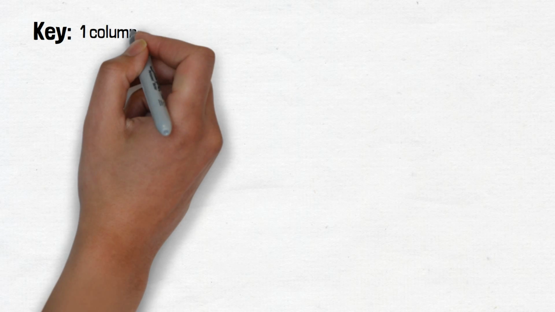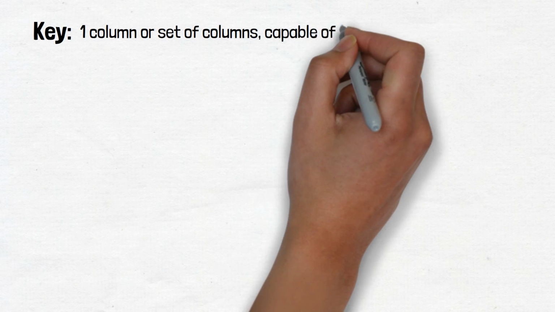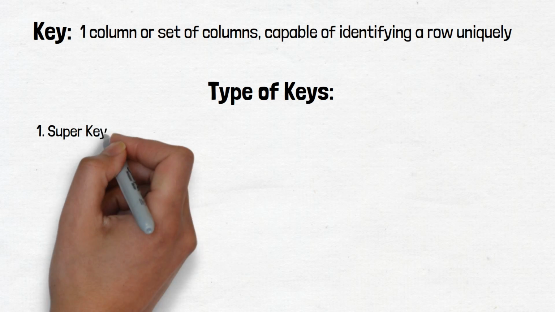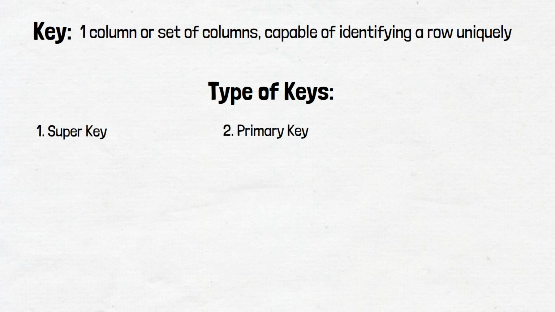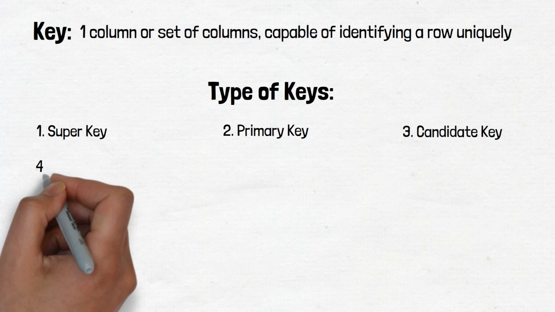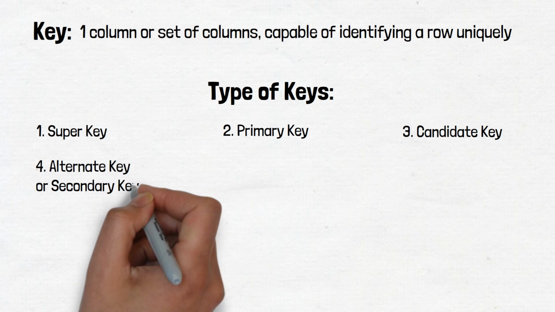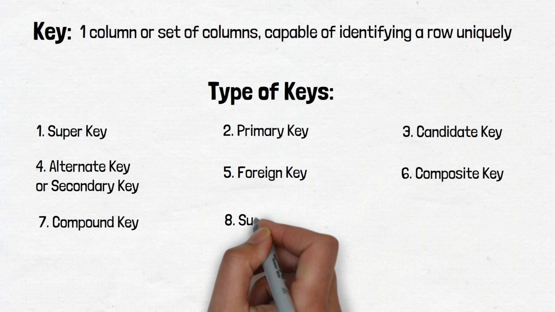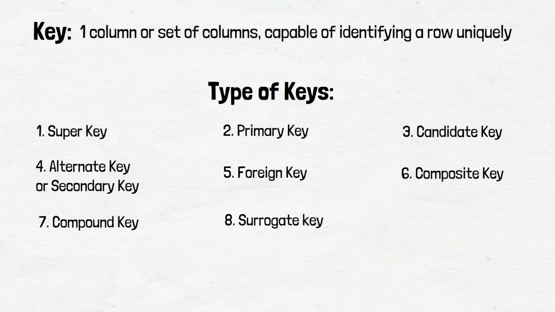To put it simply, a key in a RDBMS is a column or set of columns which can uniquely identify a row in a table. There are multiple types of keys, such as super key, primary key, candidate key, alternate key or secondary key, foreign key, composite key, compound key, and surrogate key. All of these keys are used under certain situations, so let's review them one by one.